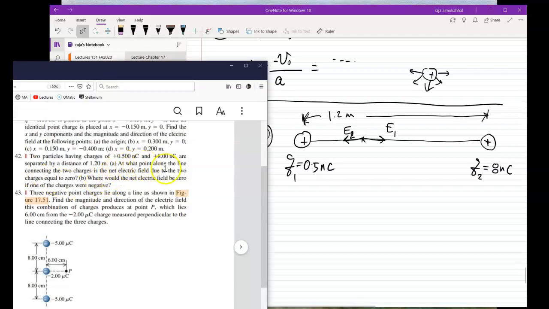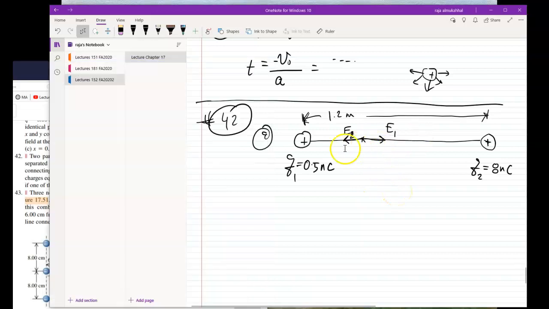He said, at what point along the line connecting the two charges is the net electric field due to the two zero, which means at some distance here, E1 and E2 will be exactly equal and opposite. They will cancel each other out. They'll be zero. I don't know where, so I'm going to assume it is at this point, a distance x away from Q1.